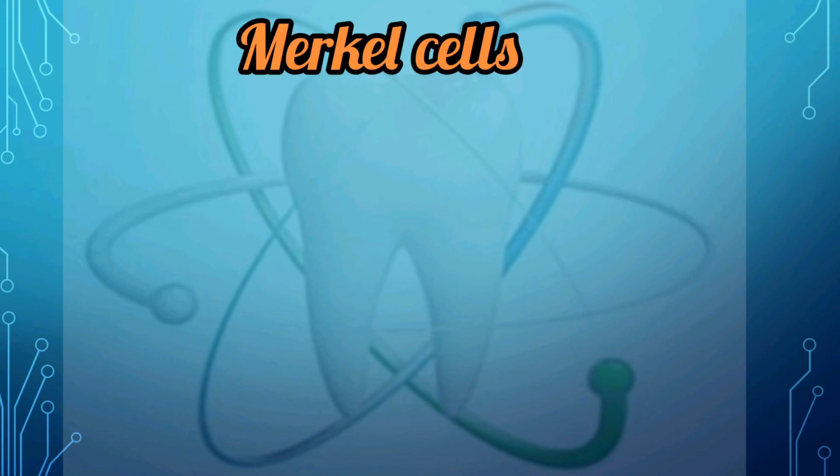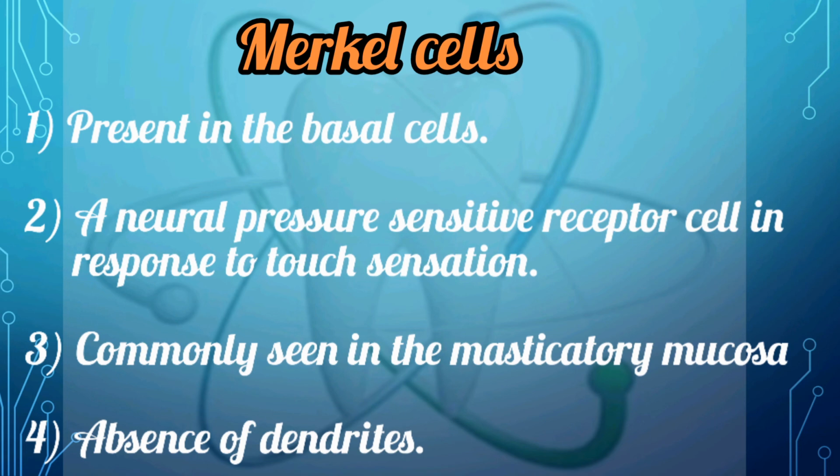The next type of non-keratinocyte cell is the Merkel cell. The Merkel cells are found among the basal cells. This Merkel cell is a specialized neural pressure-sensitive receptor cell. It responds to touch sensation. They are commonly seen in the masticatory mucosa. The Merkel cells differ from other non-keratinocytes in that they are not dendritic.